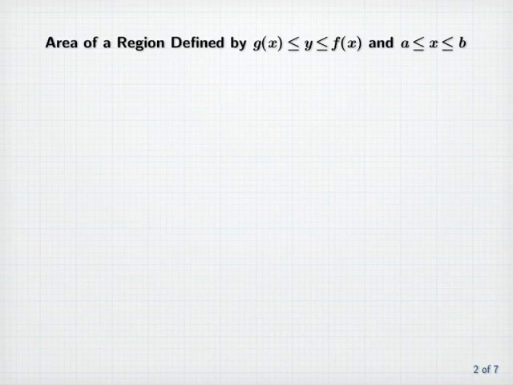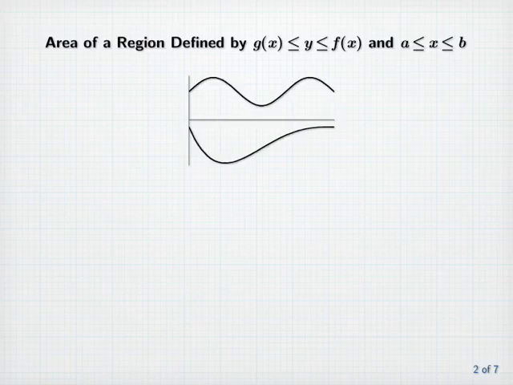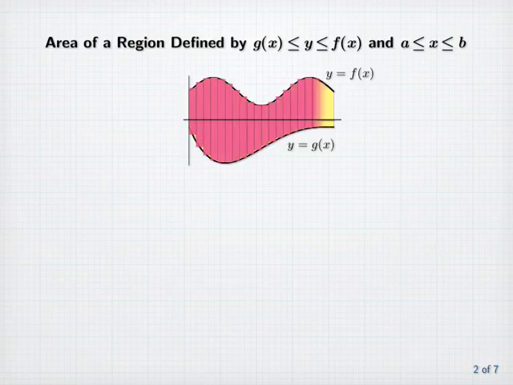Now let's consider a region that's bounded below by the graph of y equals g of x and above by the graph of y equals f of x between x equals a and x equals b. Note that if g of x equals 0, this is the same as the previous case. Just as before, we can approximate the region with rectangles. Here, the bottom of each rectangle touches the lower curve.